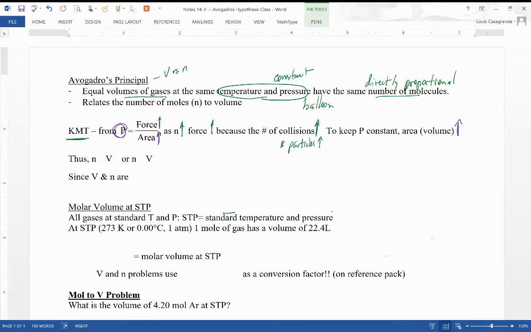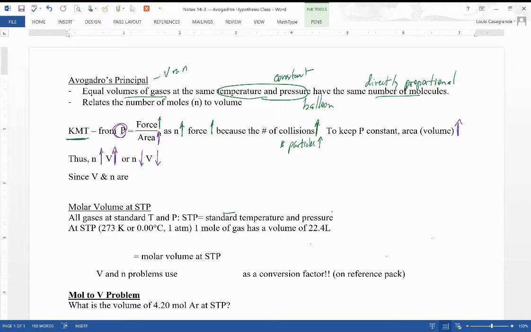So because this is a direct relationship, we have that as N goes up, the volume goes up, or as the number of moles goes down, the volume goes down. Usually we think of this as how the volume responds to increases in the number of moles of the gas, as in with a balloon. But you can turn it around the other way.